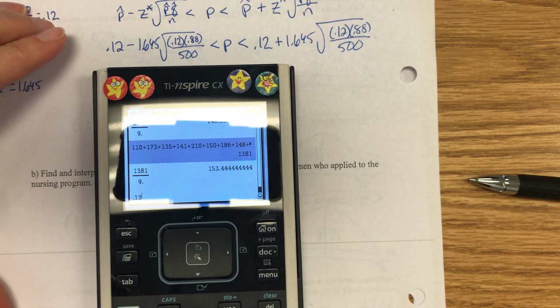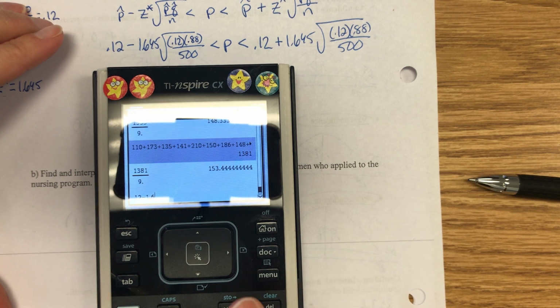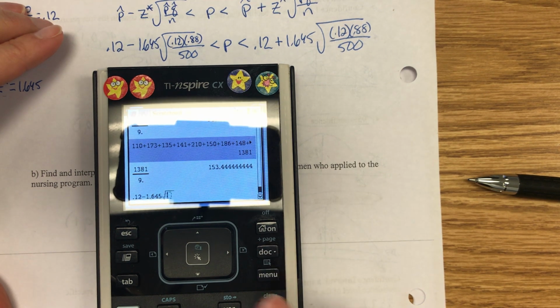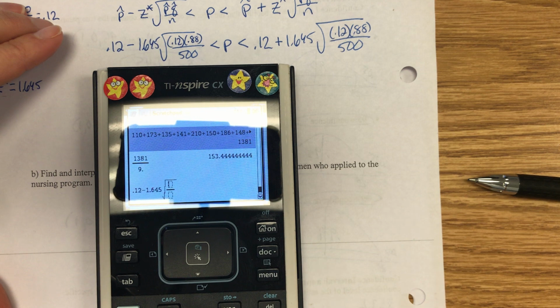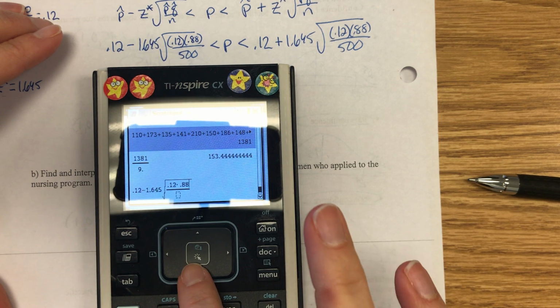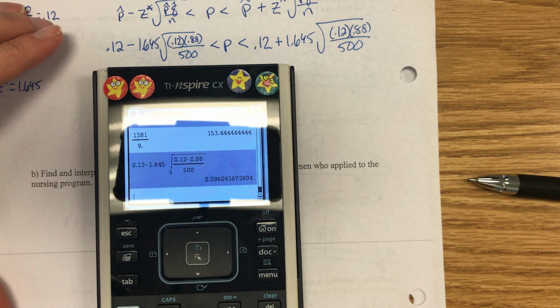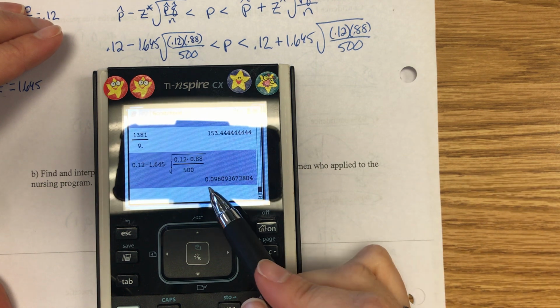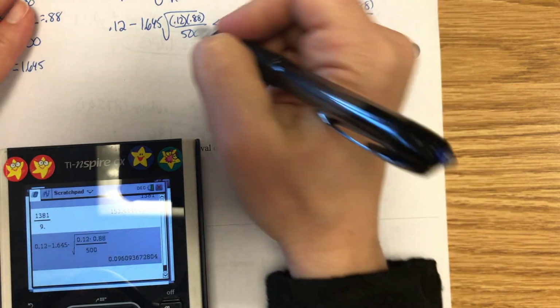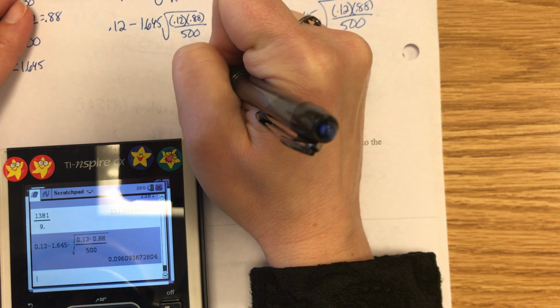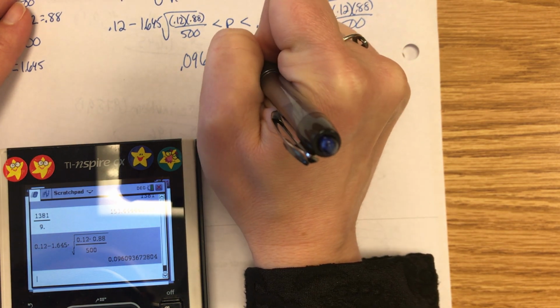So we're going to go 0.12 minus 1.645 square root, fraction inside the square root. Remember, control divide gives you the fraction. And you're going to do 0.12 times 0.88 over 500. Press enter, and there's our answer, 0.096. Less than p, less than.